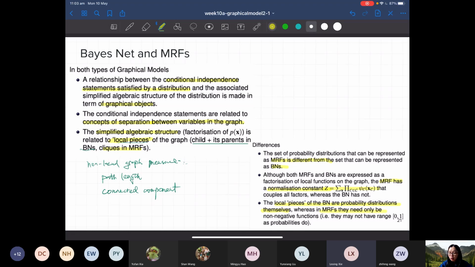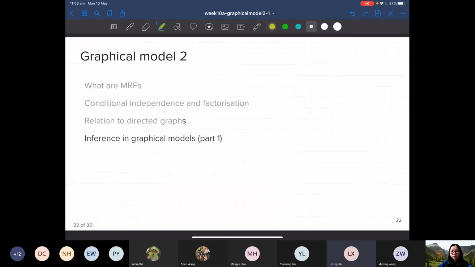In MRFs, the factors need only to be non-negative functions, which is both good and bad, right? They may not have a range between 0 and 1, and they may not be probabilities. By the way, for Bayes nets, the range is only between 0 and 1 when the variables are discrete. When they are continuous variables, as you can see, the probability density can have arbitrary values as long as they integrate to 1. Right? All right.